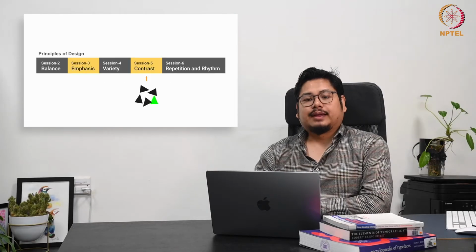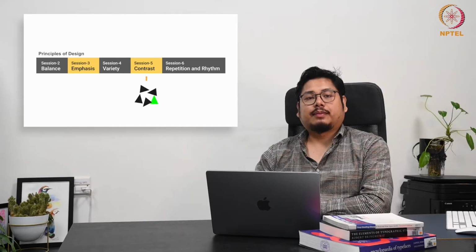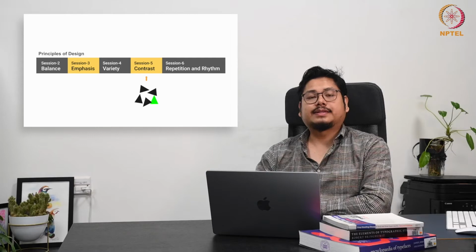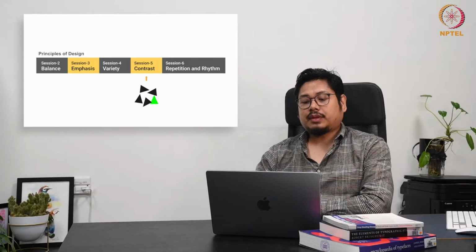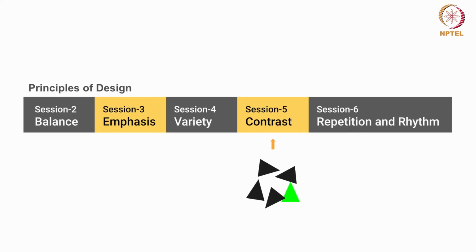So let's dive in. In your previous session, we talked about variety and looked into why variety plays an important role as a principle of design, and how it helps us understand distinction and also unity in a composition, in understanding or composing the overall layout. So today we'll talk about contrast and try to understand how contrast is important in the principles of design.